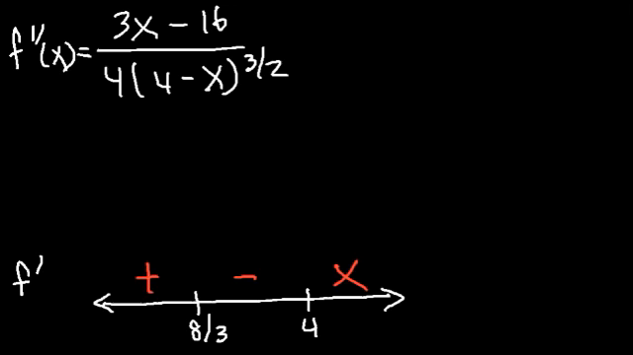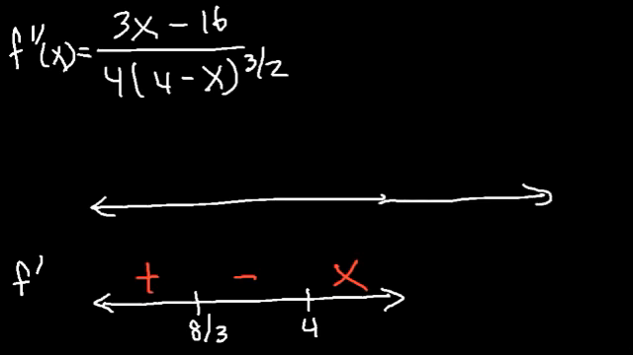So let's create a new number line. So the points of interest are 4 and 16/3. 16/3 is about 5.33. And notice that there's nothing beyond 4. It's undefined past 4. If we plug in 5.3, 4 minus 5.3 is going to be a negative number, and we can't have a negative number inside a square root.